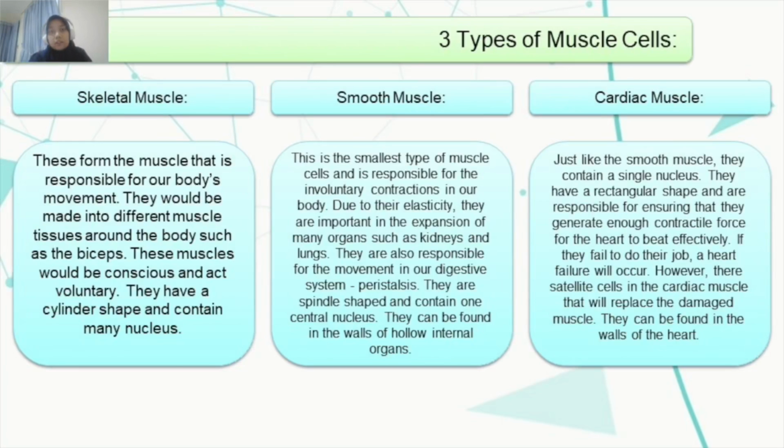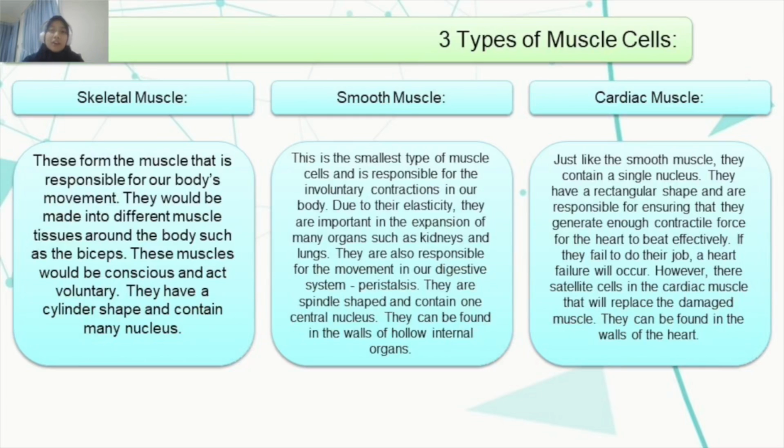In addition to that, we have three types of muscle cells, which are skeletal muscle, smooth muscle, and cardiac muscle. Skeletal muscles are responsible for the voluntary contractions in our body, such as the biceps and the hamstrings, and because of this, they require a lot of energy, which means they contain a lot of mitochondria. As for the smooth muscles, they are responsible for the involuntary contractions, such as in the blood vessels and the respiratory tract, and in this case, unlike the skeletal muscle, they contract more slowly and relax.